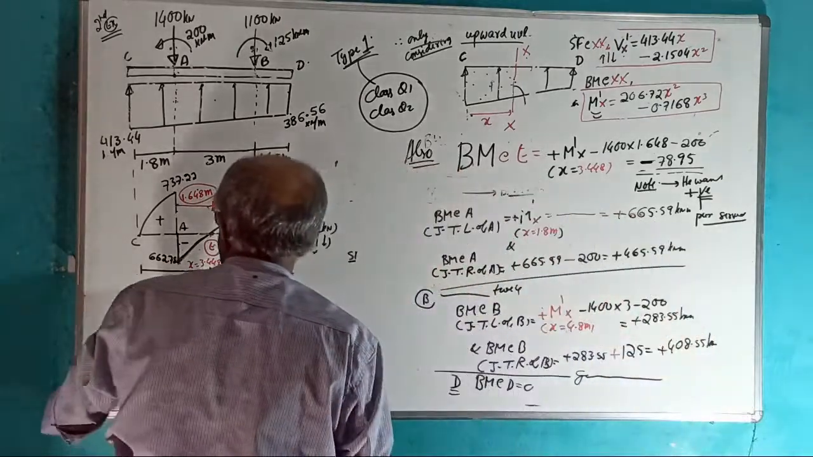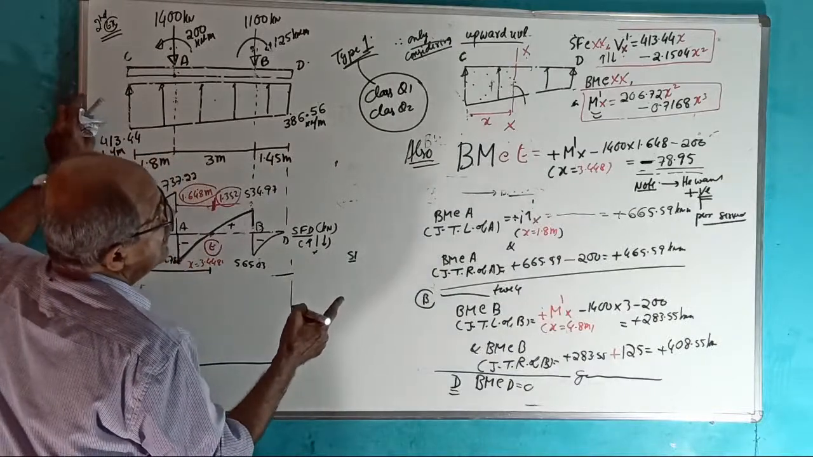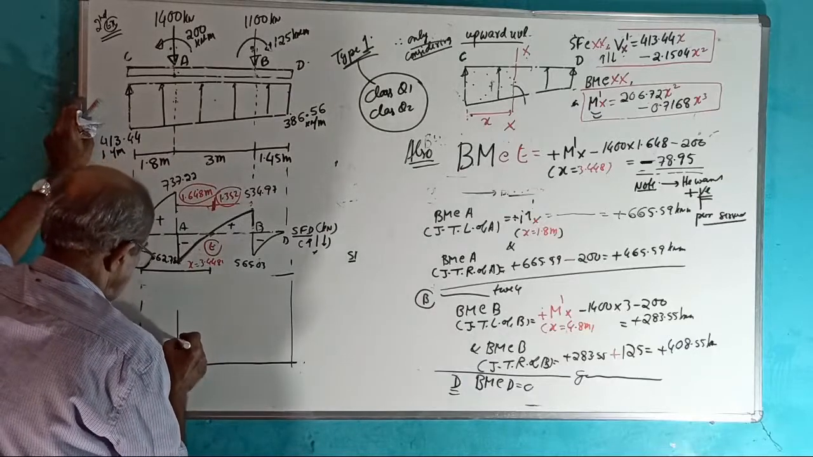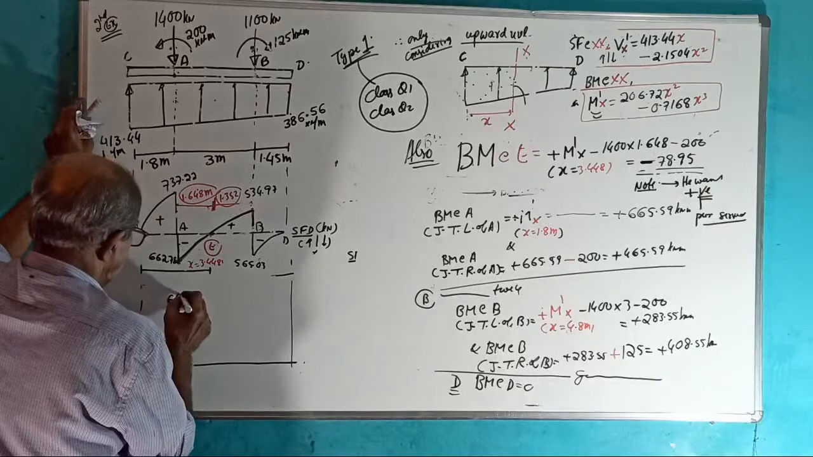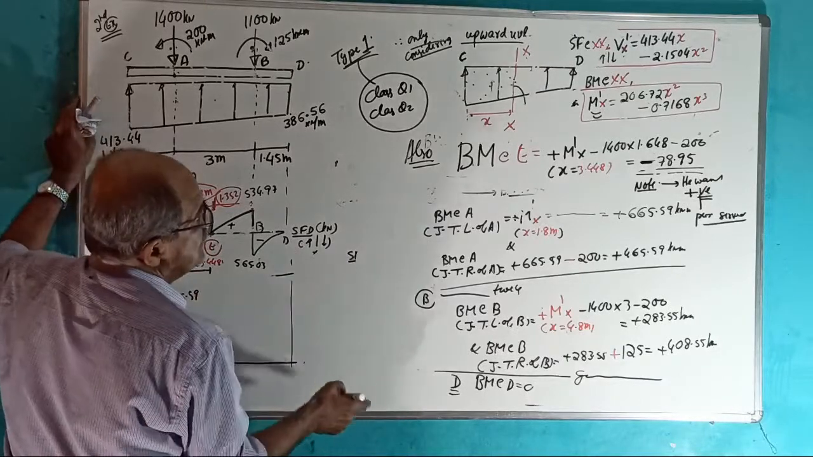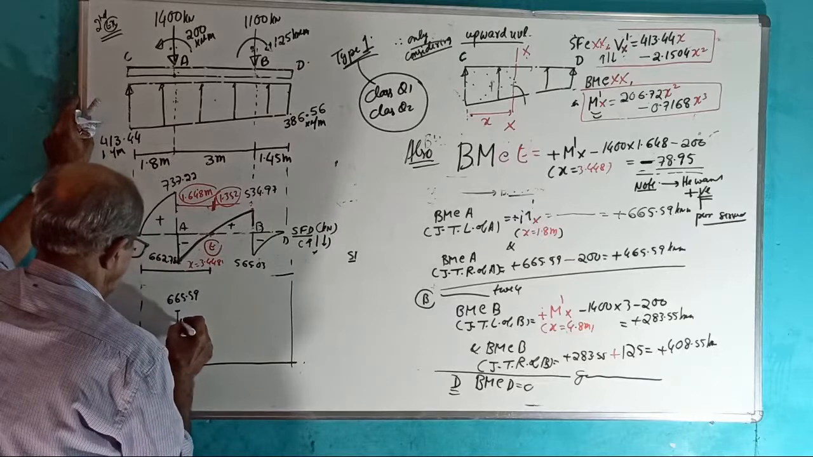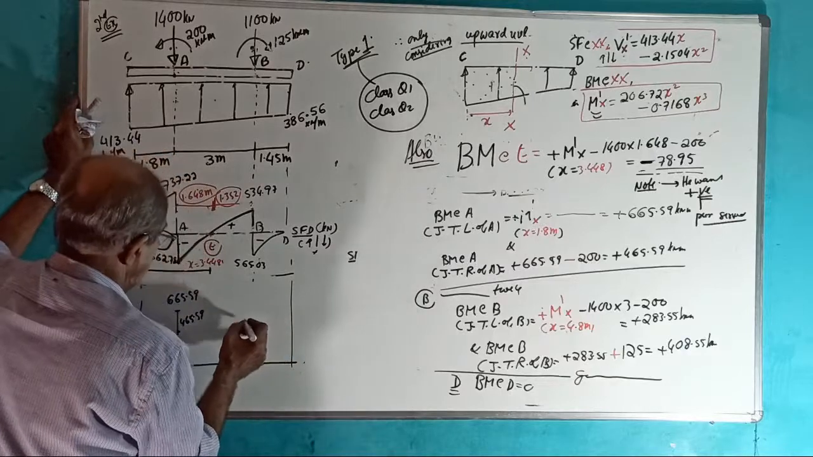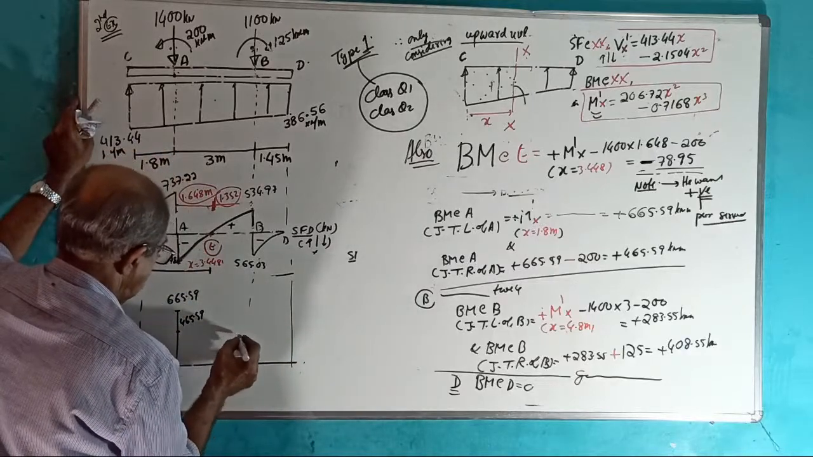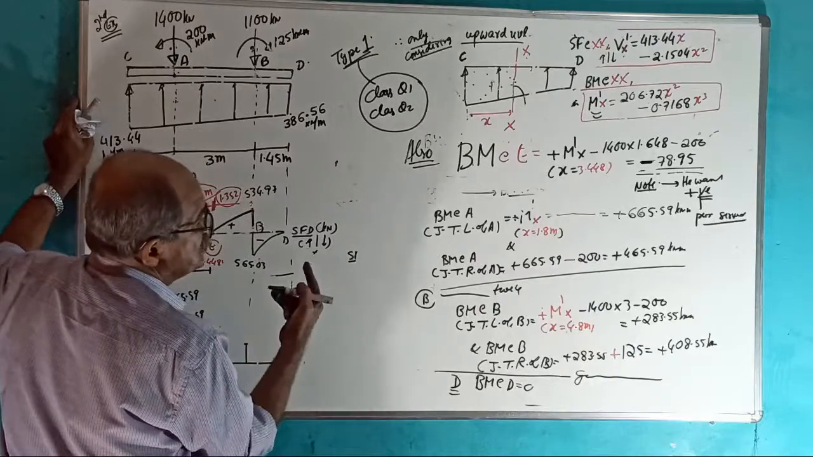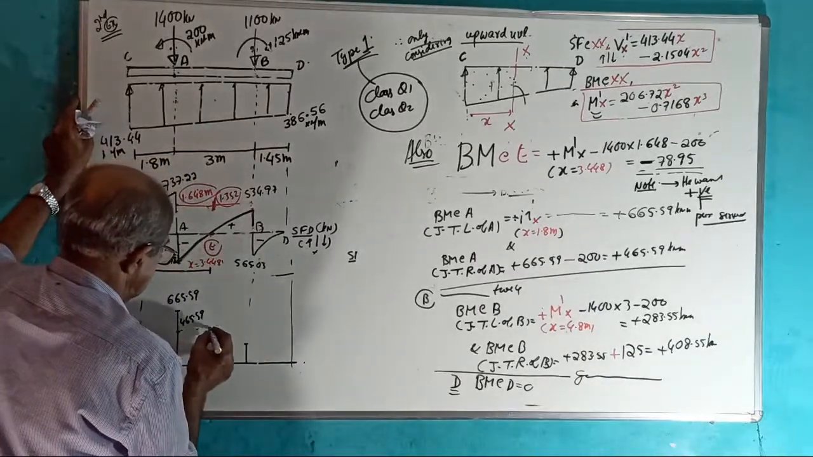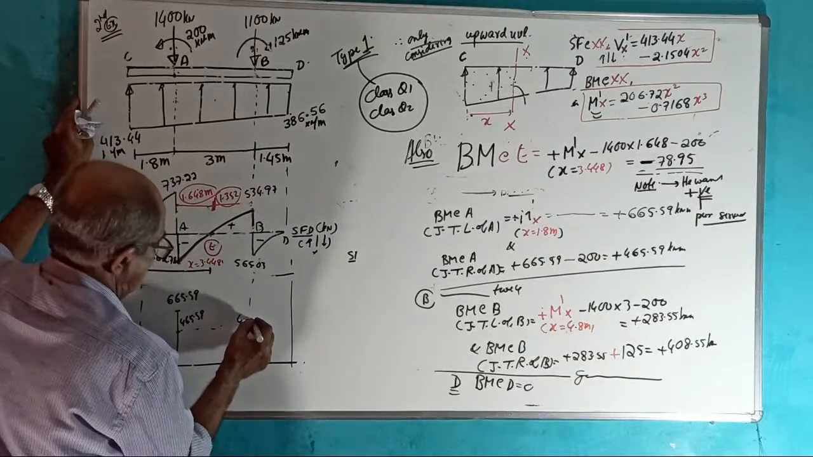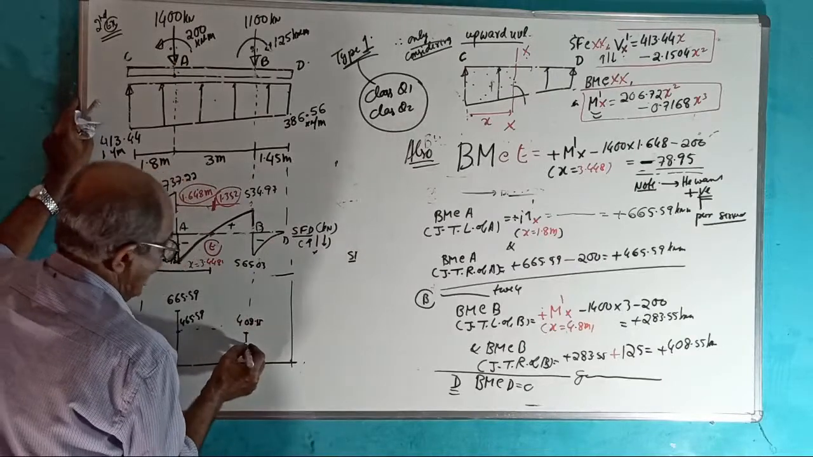Now draw the BMD. See here, how much is the BMD? 665.59. Oh, see here, it is 665.59, then suddenly changes to 465.59. Here 283.55. Here I will hit on, jump to 408 point something, like this, 408.55 and 0. What is this value?